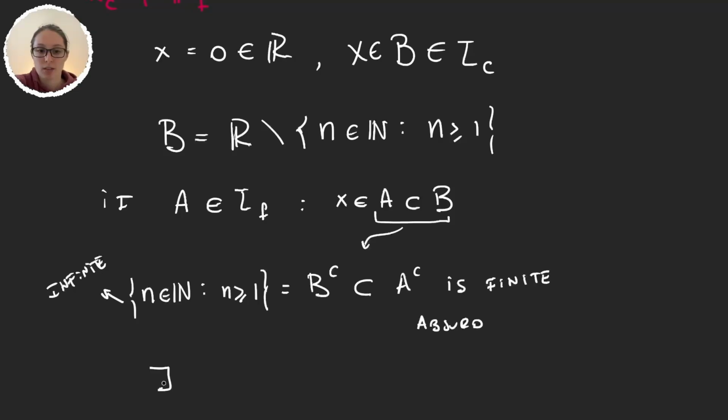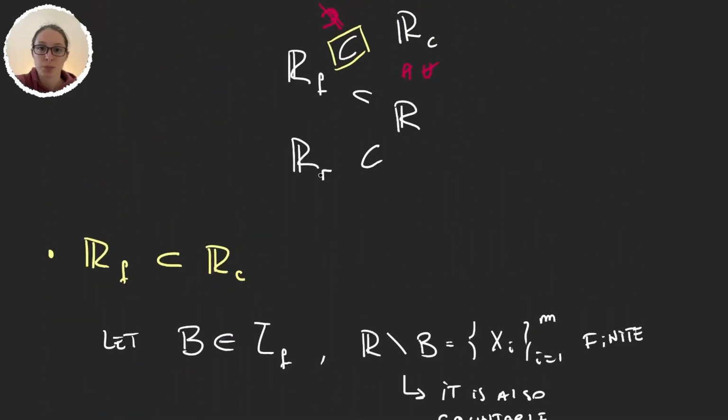And so this would be absurd, because we have an infinite set contained in a finite set. And so there doesn't exist A in the finite complement topology such that x is an element in A contained in B. So we have that this inclusion cannot happen. That is what we wanted to prove.